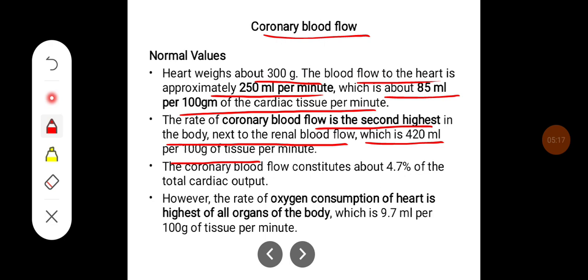The coronary blood flow constitutes about 4.7% of the total cardiac output. However, the rate of oxygen consumption of heart is highest of all the organs in the body, which is around 9.7 ml per minute per 100 gram of tissue.